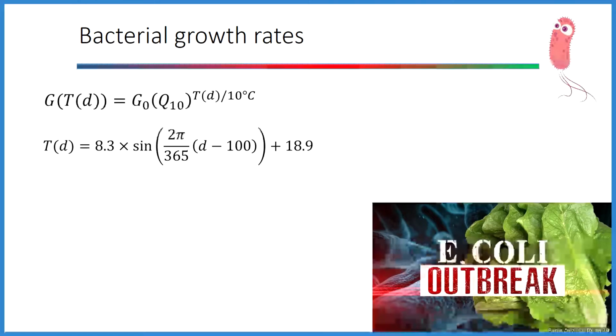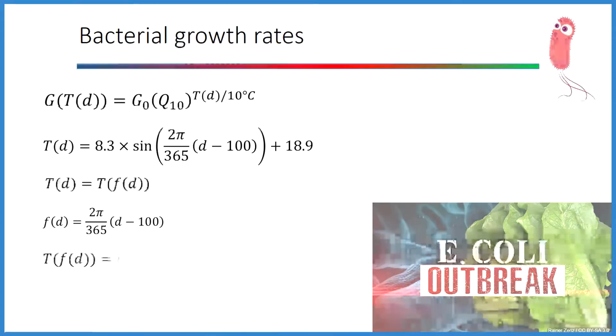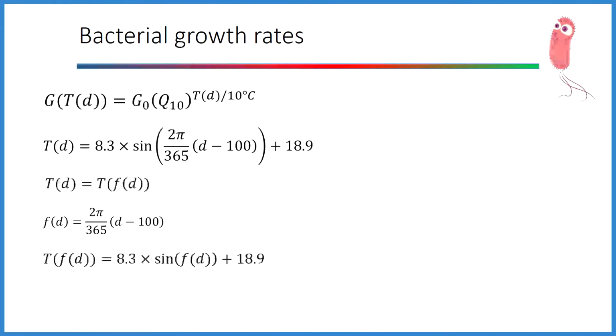We haven't actually talked about how to compute the derivative when we've shifted both the period and the phase of the sine function as we have here. So let's go ahead and use that chain rule to help us out. Let's say that t of d actually equals t of f of d, and that f of d equals 2 pi over 365 times d minus 100. This allows us to write that t of f of d equals 8.3 times the sine of f of d plus 18.9. And using the chain rule, this is fairly easy to solve now.